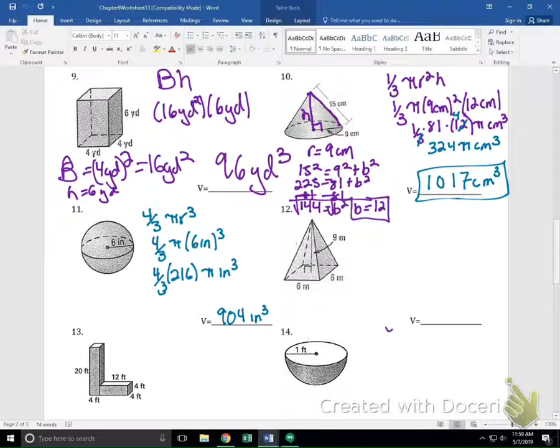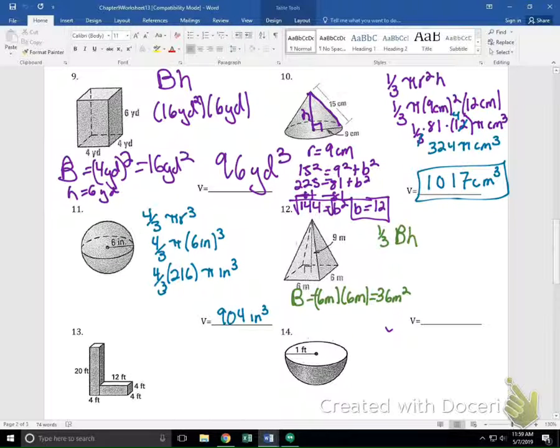Tell me, what shape is this? It's a pyramid. So our pyramid has 1/3 BH. So what's the area of my base? 6 squared. Yep, which is 6 times 6. 36.